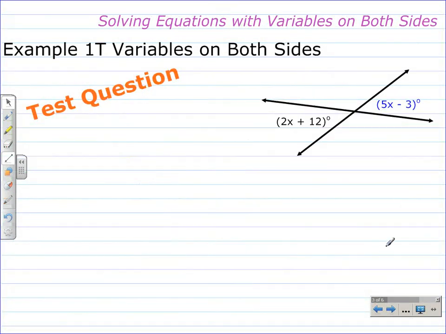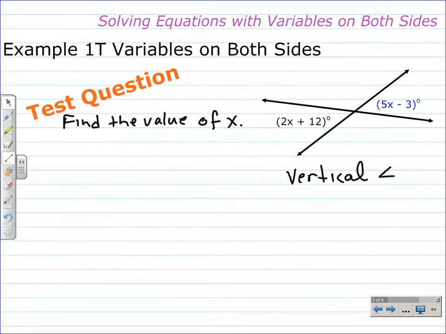In this particular problem, I forgot to type the directions in here, but the directions would be to find the value of x. And to find the value of x, it relies upon an idea from geometry, and that idea is vertical angles. Vertical angles are angles formed by two intersecting lines, and the angles that are across from each other are called vertical angles, and vertical angles are congruent.